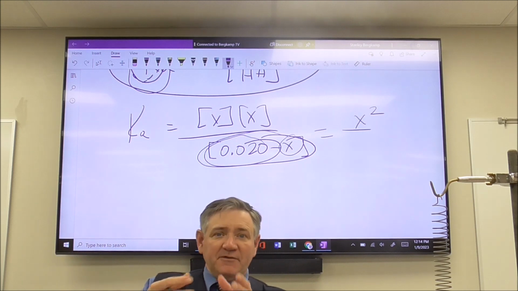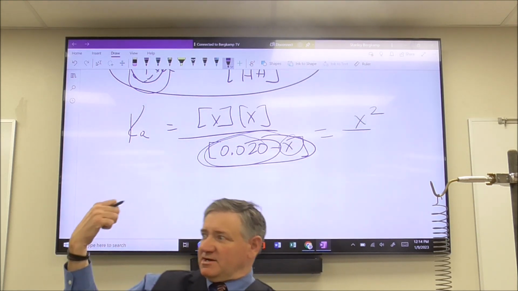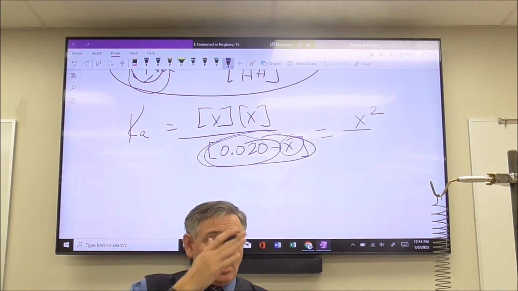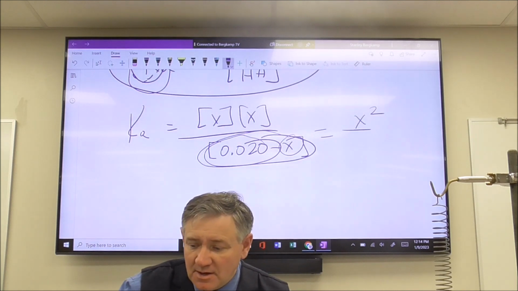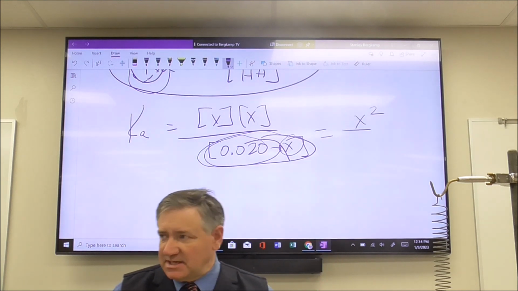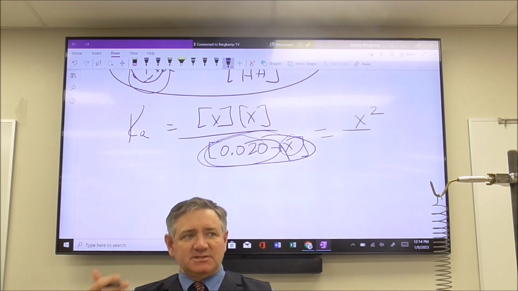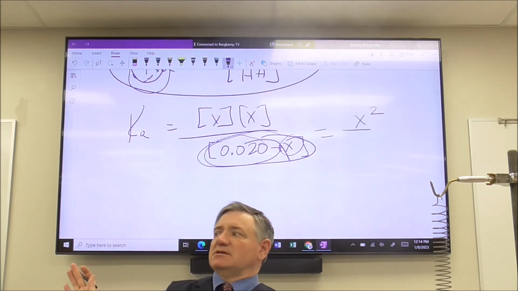So now, if you have a beaker of water, and you take out a spoonful of water, oh, that's going to be pretty dramatic. So what we're always going to assume, unless I tell you differently, is that X, you don't have to worry about subtracting it. Technically, it's what's known as the 5% rule. If your amount of ionization is 5% or less, the subtraction of that X doesn't matter.